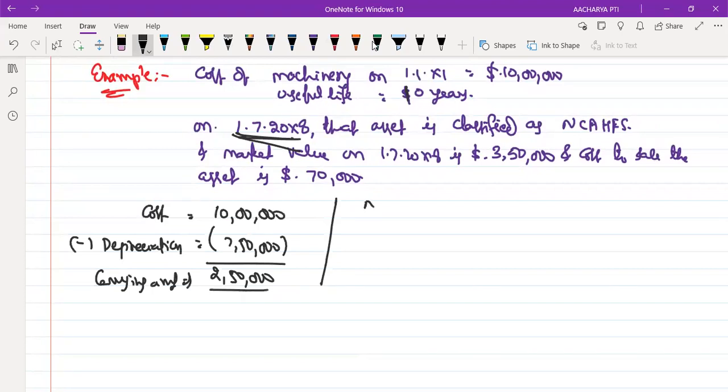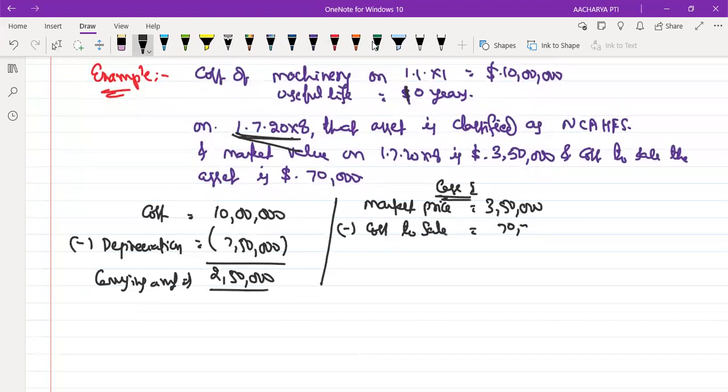Then what is the market price? Here, 3,50,000 is the market price in case one. Less cost to sell, 70,000. Then what is the value? It is 2,80,000.